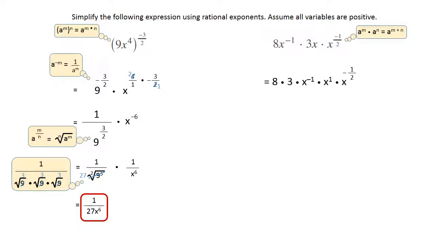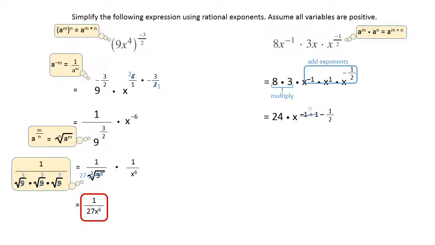I've got the 8 times the 3, because I'm going to multiply those together. And then I've got the x to the negative 1, that used to be with the 8. I've got the x, that used to be with the 3. I put a 1 on that. And then at the very end, I've got x raised to the negative 1/2 power. So we're going to multiply the 8 and the 3. And we're going to add the exponents on the x's. So 8 times 3 is 24, and I'm setting this up to add negative 1 plus 1 minus 1/2.